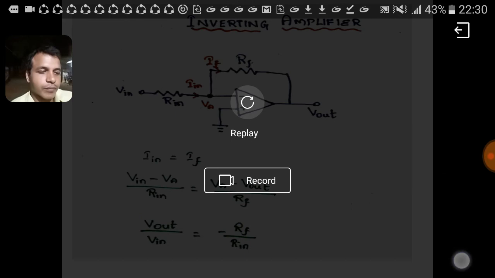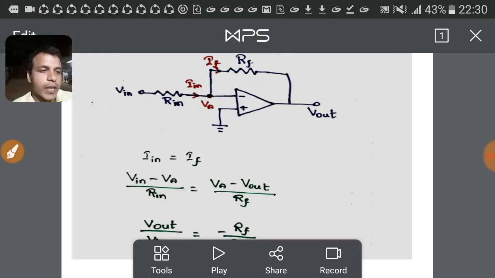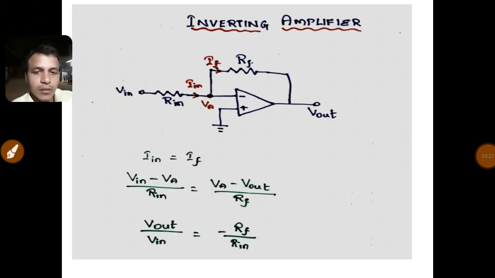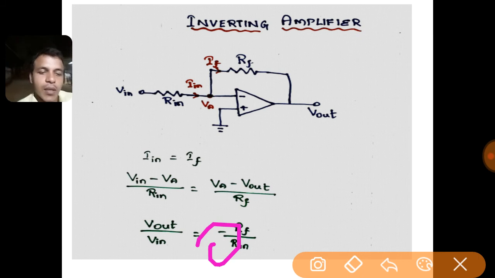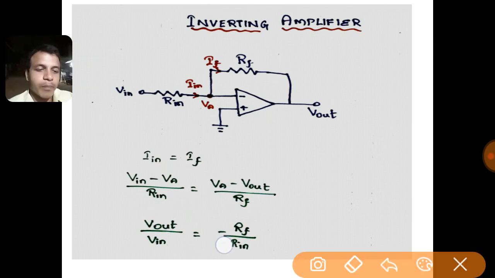The gain of the operational amplifier has a negative sign, which indicates that it is out of phase. The output voltage is out of phase by 180 degrees compared to the input voltage. And it is amplified. The output voltage is amplified by the amplification factor of Rf divided by Rin. So the magnitude of the gain is Rf divided by Rin.